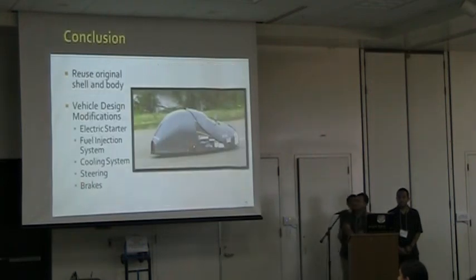So in conclusion, we used last year's shell and body, and it's cool because all the modifications that we did are hidden. Those include the starter, the fuel injection system, the cooling, and all the modifications we went through. One thing that we learned a lot is that research is always continuous and never ends with the project. It's cool to see the electric vehicles, like the turbines. We're really looking into renewable energy.